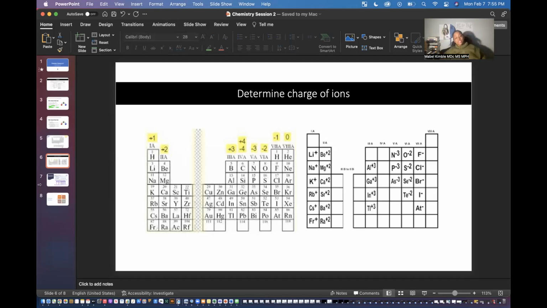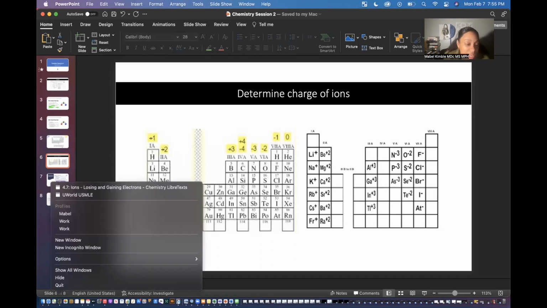So this table hopefully helps you keep track of these charges. And if you look at this often, you'll just memorize all these anions and cations that are mostly tested. So this is your mostly tested anions and cations. Does that make sense? Yeah, it makes sense.